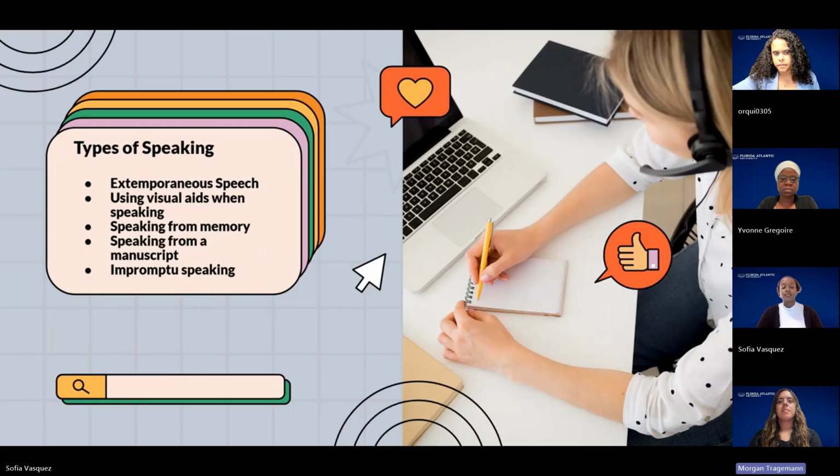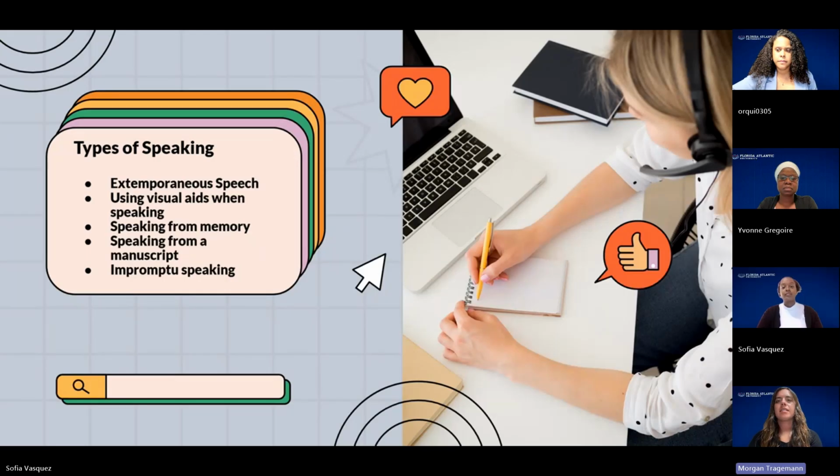extemporaneous speech. This type of speech is when the presentation isn't fully memorized. If notes are included, the words on the notes are not written word for word. This speech may be used when healthcare providers are about to explain a diagnosis to a patient, provide discharge instructions to a patient, or explain a treatment plan.